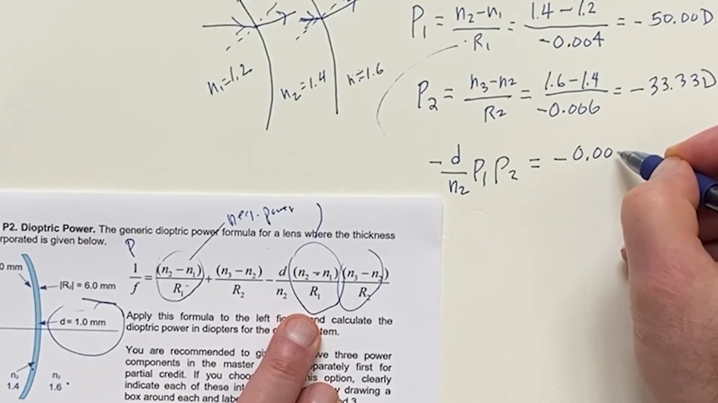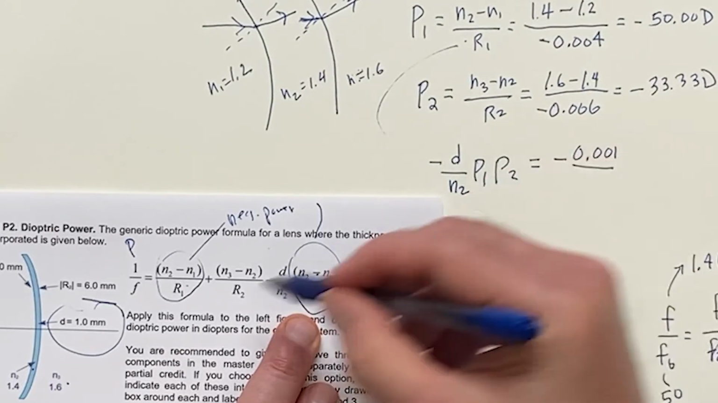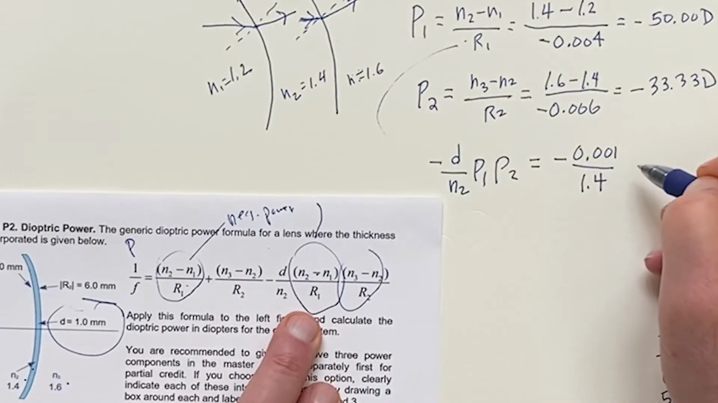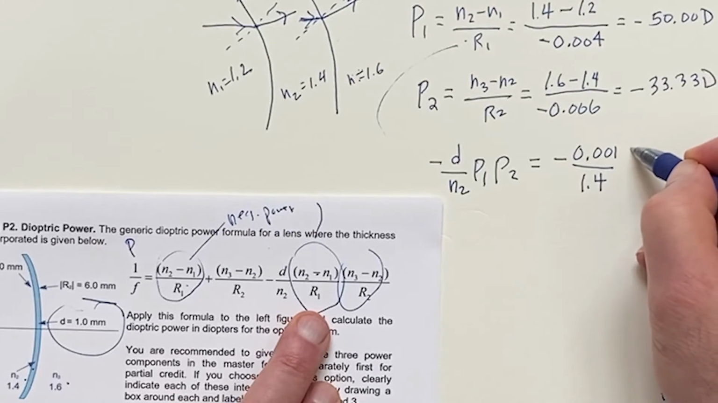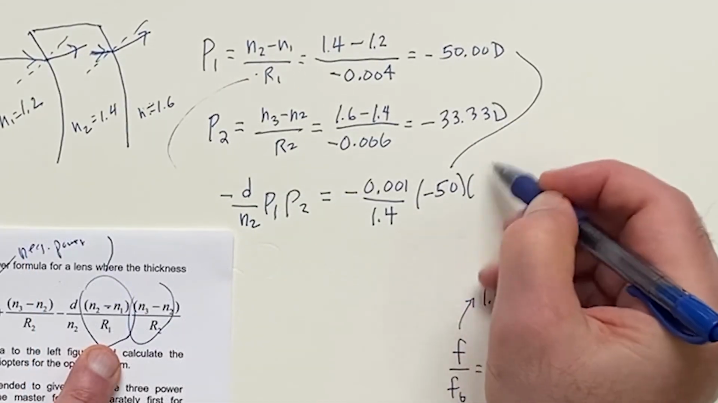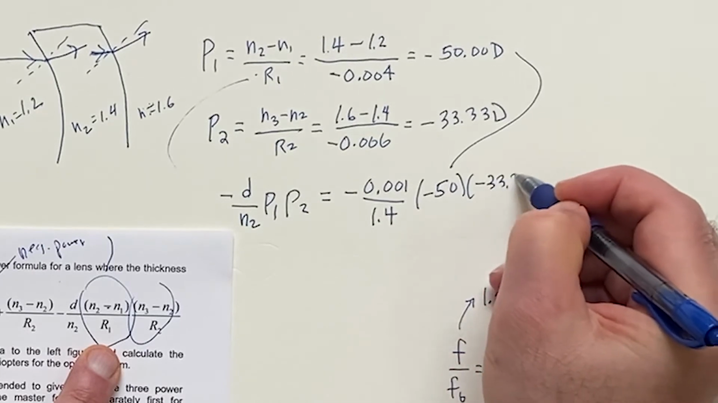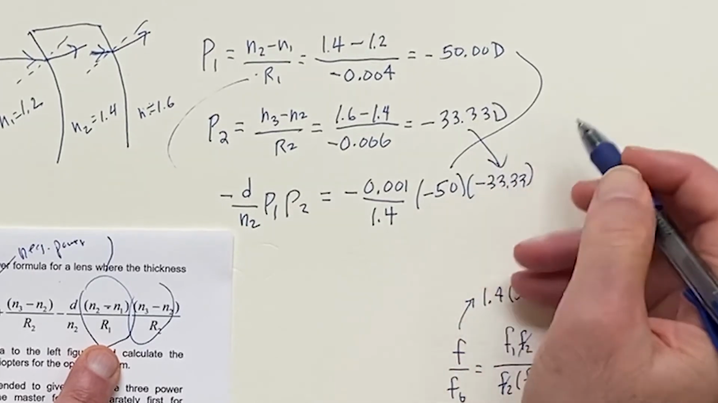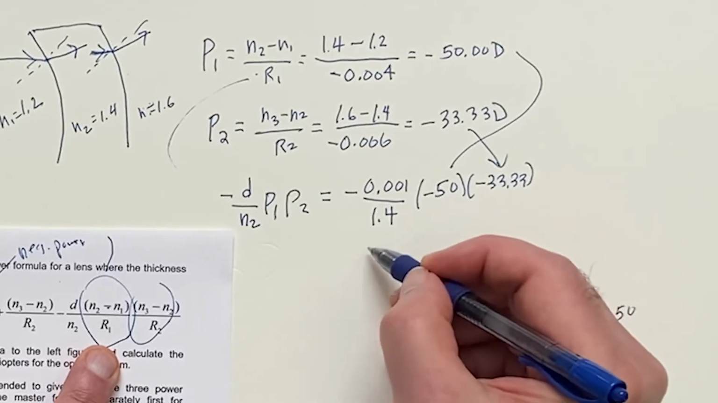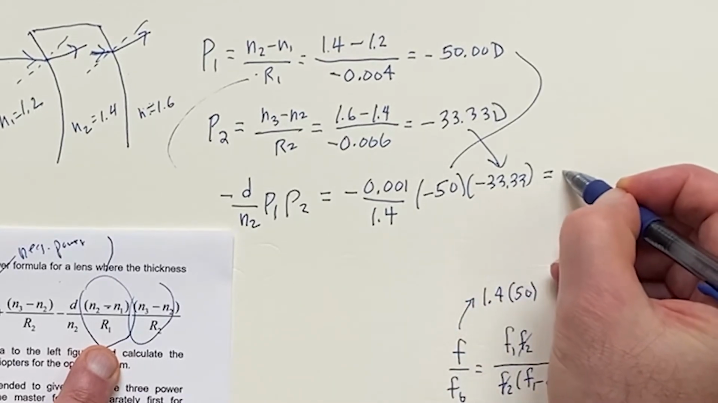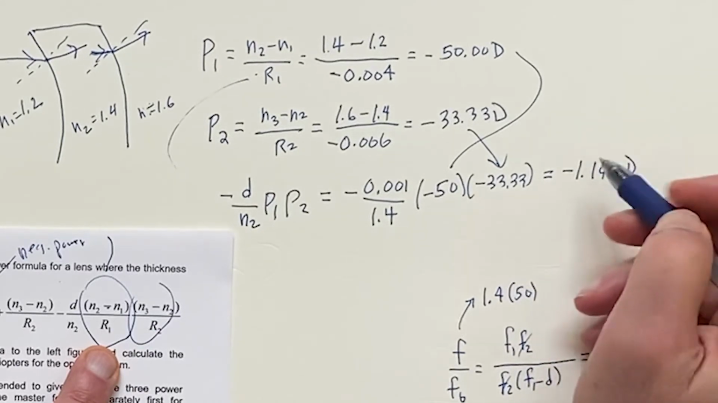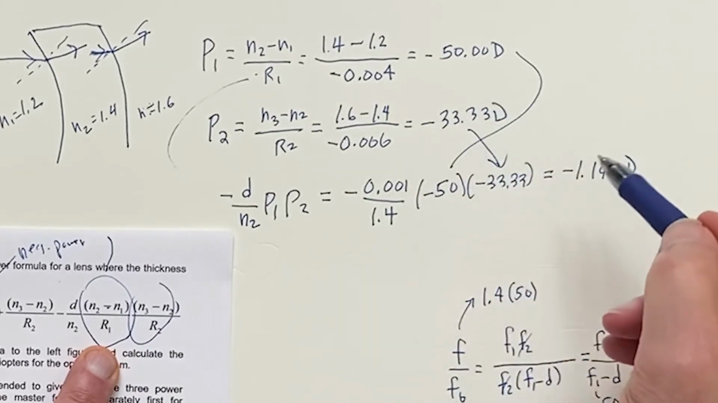0.001. The N2 is the one in the middle, the 1.4. And then here I have my powers, my minus 50 from up here, and my minus 33.33 from there. And then when I calculate all that stuff out with the calculator, this gets me minus 1.190. Then it's a matter of just adding them all up.